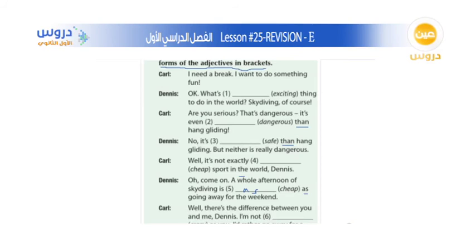What about the sixth blank? Well, there's the difference between you and me, Dennis. I'm not as crazy as you. I'd rather go away for a weekend than jump out of the plane. Now, yes, you are absolutely right, Miss Yasmin, "as crazy as", and this is also "as", the fifth blank here.